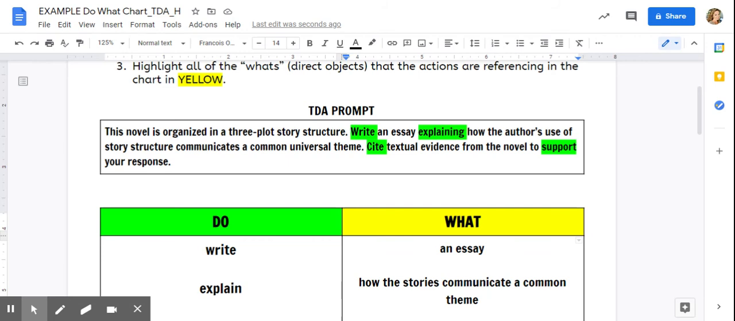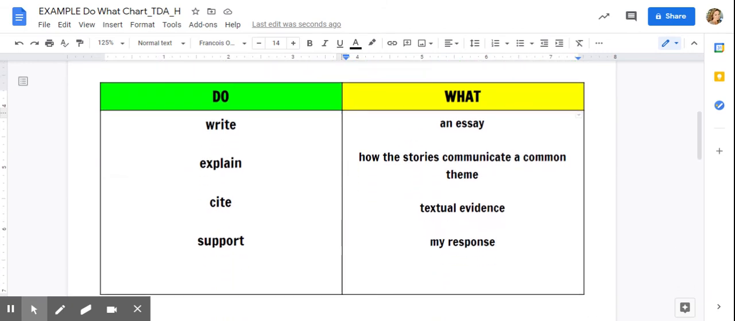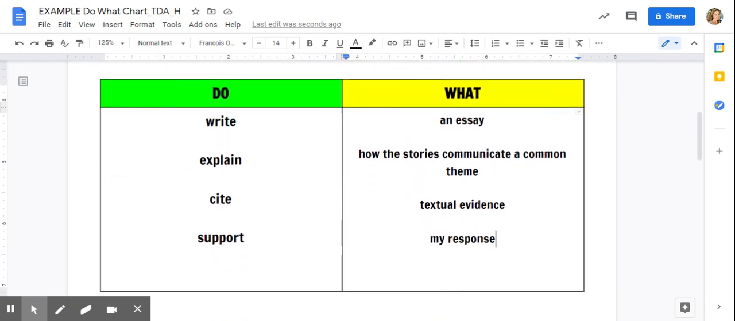So that kind of breaks down what's really a complicated question, okay? The TDA prompt is long, and it has usually 3 or 4 sentences, and you want to slow down and really break it down into what exactly you're being asked to do. So this do what chart is a very helpful thing. The verbs on one side, and then the direct objects, or the what, on the other side.